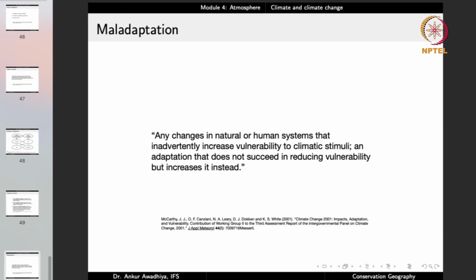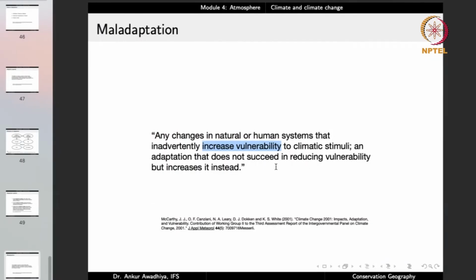Maladaptation is any changes in natural or human systems that inadvertently increase the vulnerability to climatic stimuli. So we were trying to reduce the vulnerability, but if we do something that inadvertently increases the vulnerability to climatic stimuli. A very good example is our example of use of air conditioners. So to help the community to adapt, suppose a decision is taken that we will install air conditioners everywhere, but it can also turn out that to get more and more electricity to run these air conditioners, we spew out so much amount of carbon dioxide into the atmosphere that ultimately our vulnerability to climate change actually increases, because this adaptation option is such that it makes us even more precarious in the face of climate change. So this will be a maladaptation, or an adaptation that does not succeed in reducing vulnerability but increases it instead.